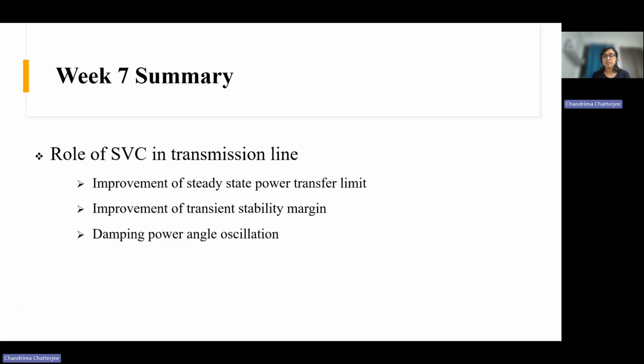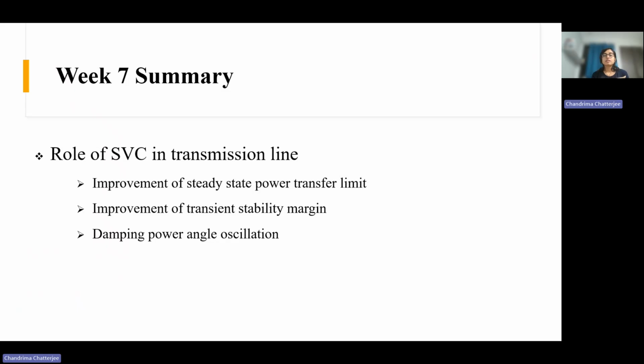So that was the first type, FC-TCR. And then there was TSC-TCR, thyristor switched capacitor and thyristor controlled reactor. For the capacitor, we don't vary the firing angle. Thyristor switched capacitor means either the thyristors will be fully on or fully off. That is the capacitive part, and the reactive part is again the same, thyristor controlled reactor.